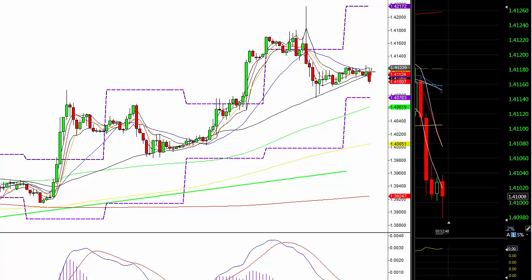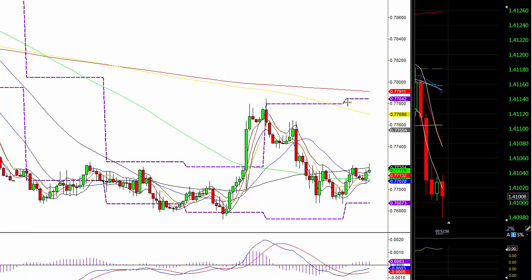Now what happens if cable comes up and stops us out? I've got about a 20 pip stop on this trade. If cable comes up and stops us out, what we will be looking at is the Aussie dollar actually.